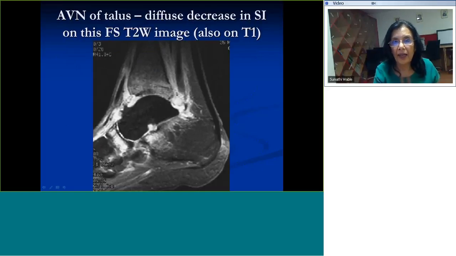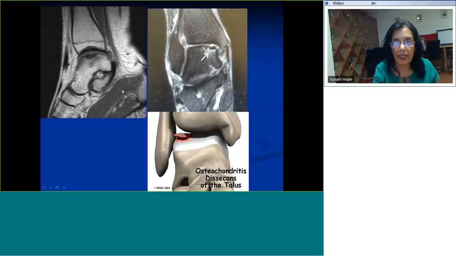This is another example of the entire talus with AVN, a low signal on all pulse sequences, and if you were to give contrast, there will be no enhancement. Moving on to osteochondral lesions. Typically, again, osteochondral lesions are secondary to trauma in the foot and ankle, and talus is the most common, talar dome is the most common region that you see OCD.